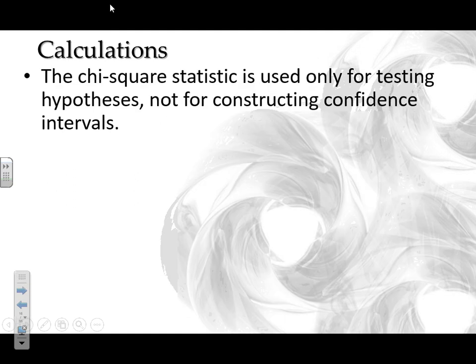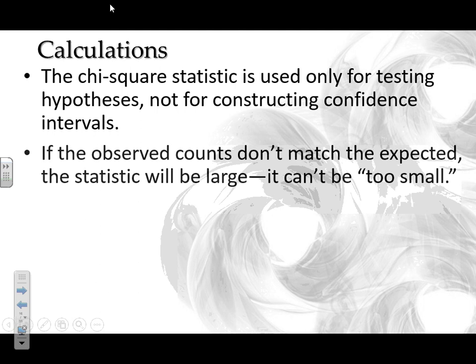Then, just a couple of things here to finish up. The chi-square statistic is only utilized with testing hypotheses. We will not construct any confidence intervals when it comes to chi-square values. So the three tests we're going to learn in this chapter, none of those are going to correlate to a confidence interval. We can only run hypothesis tests when we're working with chi-square. Okay, so that's one thing.